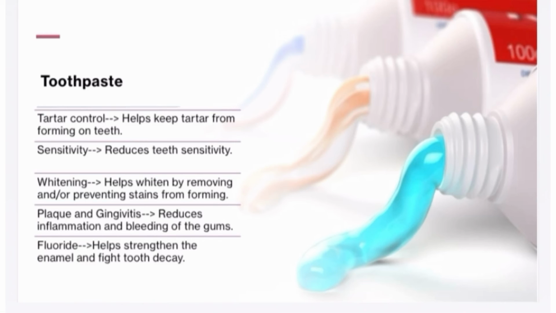Toothpaste. There's tartar control toothpaste, which helps keep tartar from forming on the teeth. Sensitivity toothpaste helps reduce teeth sensitivity, whether it's to hot or cold. Whitening toothpaste helps whiten the teeth by removing and/or preventing stains from forming on the teeth. Plaque and gingivitis toothpaste reduces inflammation and bleeding of the gums. And fluoride toothpaste helps strengthen the enamel and fight tooth decay.